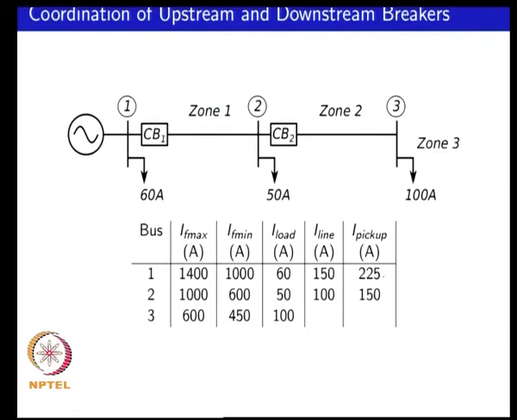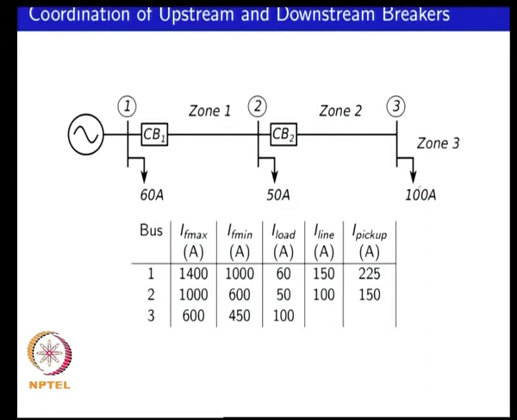So, you put a factor of safety of 1.5 and say your pickup current level for your circuit breaker 1 is 225 amps. Similarly, for circuit breaker 2, you do your analysis and find the range of fault current levels. We have indicated that the fault current level is going to be between 600 and 1000 amps. The load at bus 2 is 50 amps, and the breaker itself will see a nominal current level of 100 amps. So, we will take a factor of 1.5 and take its pickup current level as 150 amps.